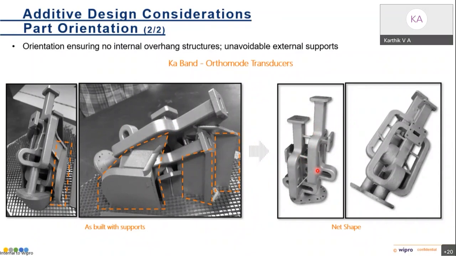By varying this orientation, we reduced or completely eliminated the support structures at the internal orifices, and gave support structures only on the external side, which could be machined, and later we can get the desired surface finish. So this is how part orientation, from a design perspective, plays a significant role.